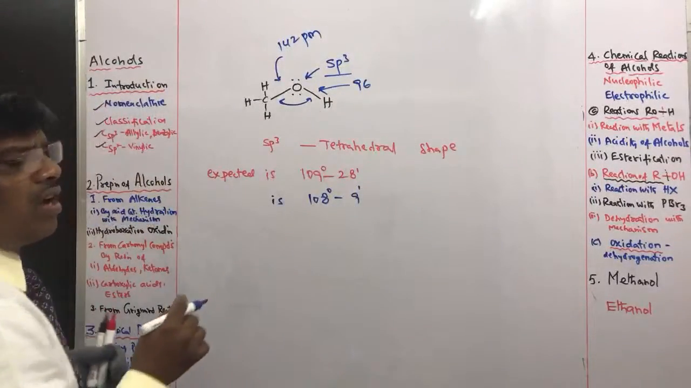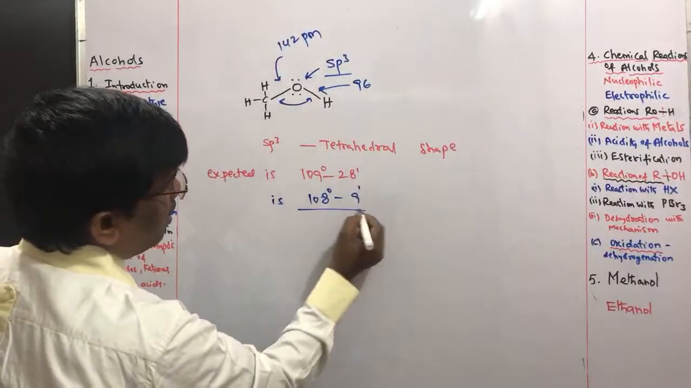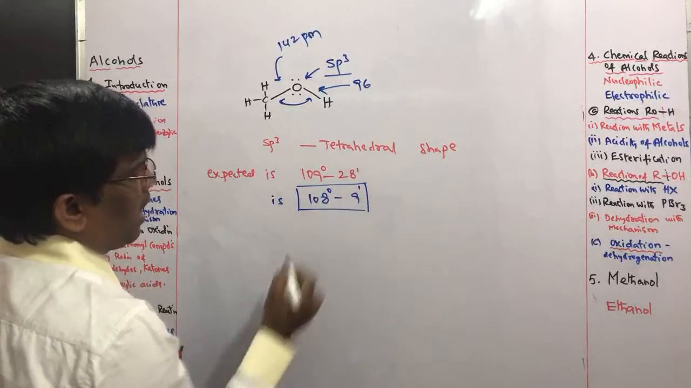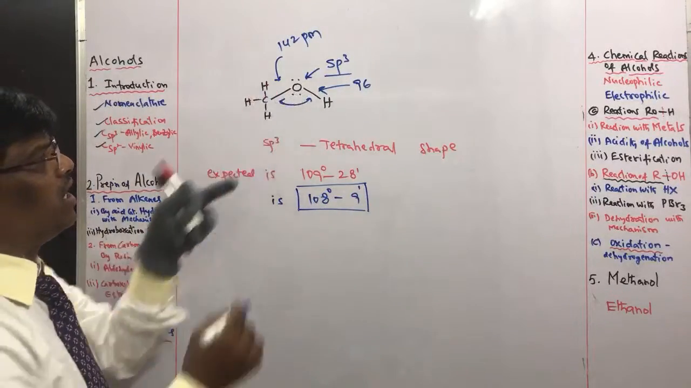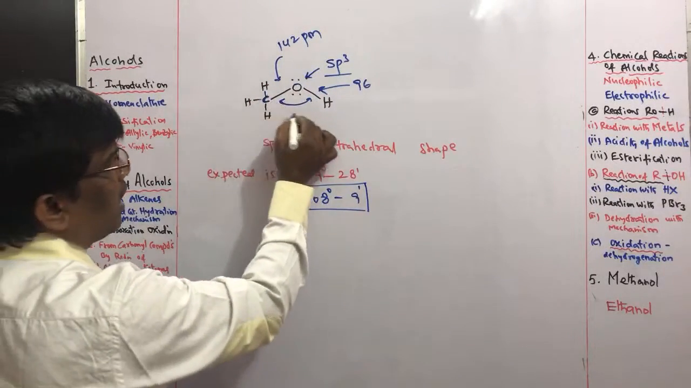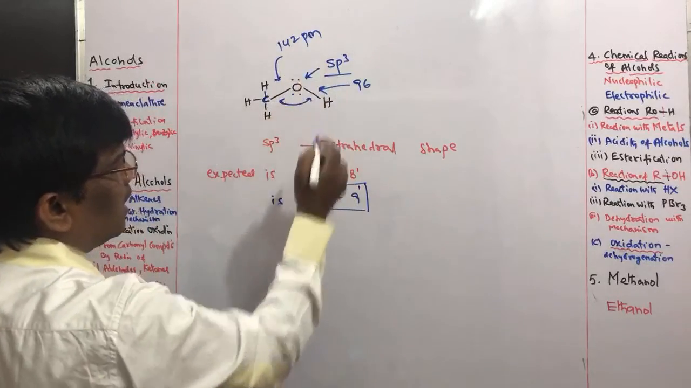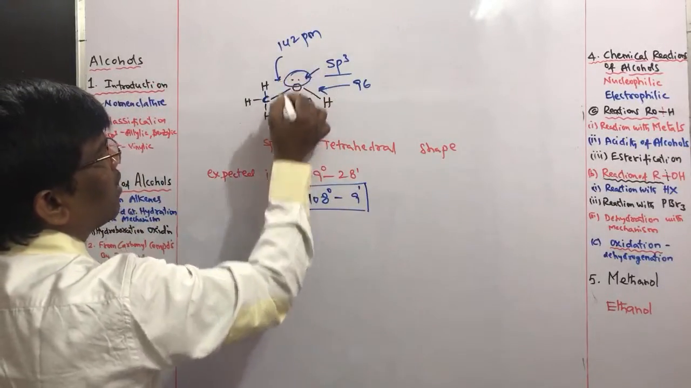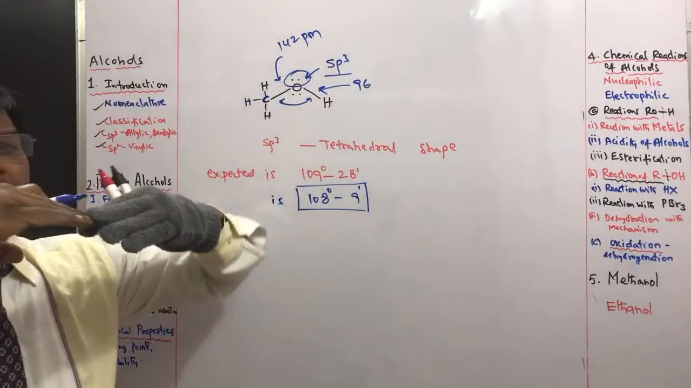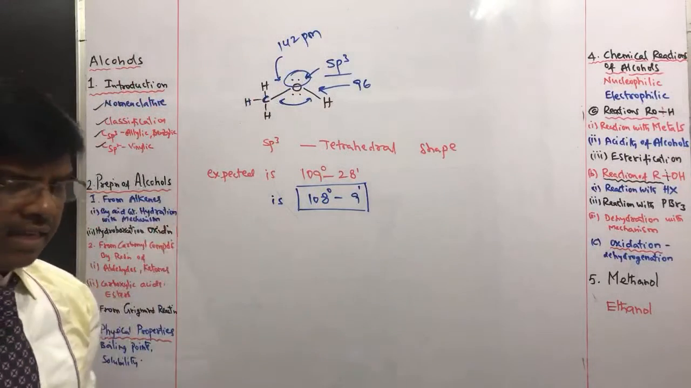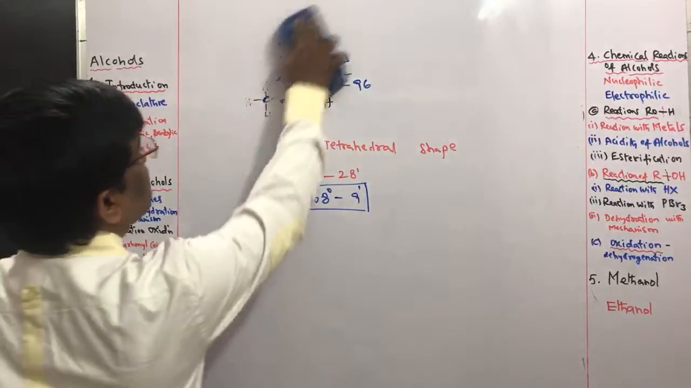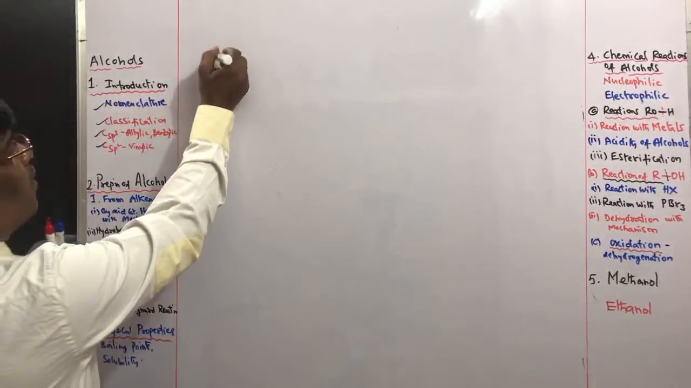Yes, students. Usually it should be 109 degrees 28 minutes, but in alcohols the bond angle is 108 because of this polarity, since the groups are very near to each other. So the bond angle is going to be less than this, because the lone pairs of electrons are going to repel these bonds. So instead of like this, it is going to be like this. Yes, so this is how it exists as sp3 tetrahedral. Let us learn the preparation methods. Preparation of alcohols.